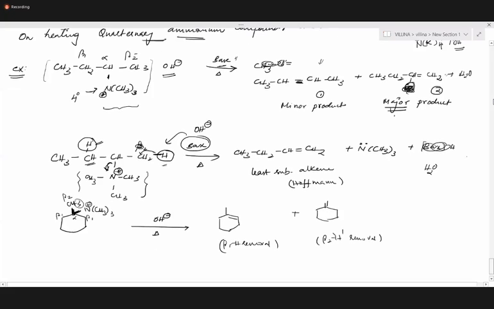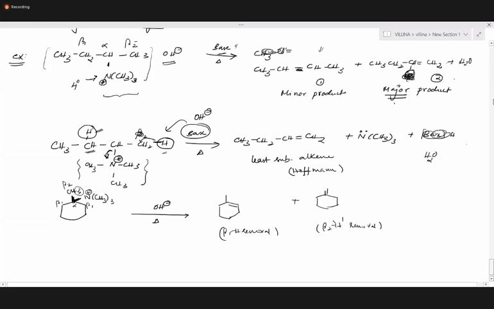And because this quaternary ammonium part is a bulkier one, the major product will be the least substituted alkene, which is product number 2. So this will be the major product. And this will be our minor product, because the base cannot approach either this beta carbon or this beta carbon because of the bulkier texture of our ammonium part. So it will remove whatever carbon is available easily, the nearby one, and that will lead to the least substituted alkene.